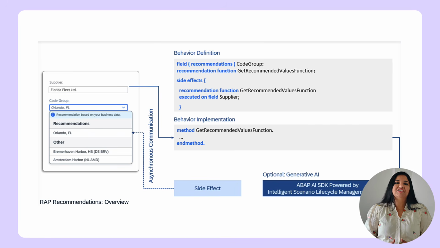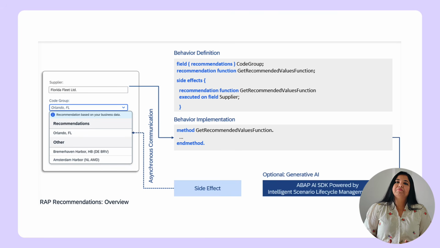There are two implementation approaches possible now for RAP recommendations. First is the deterministic recommendations, which are rule-based suggestions generated using predefined business logic or mappings. Second is generative AI recommendations using the ABAP AI SDK powered by Intelligent Scenario Lifecycle Management or ISLM. In this approach, recommendations are generated using AI or semantic interpretation with the help of LLMs.